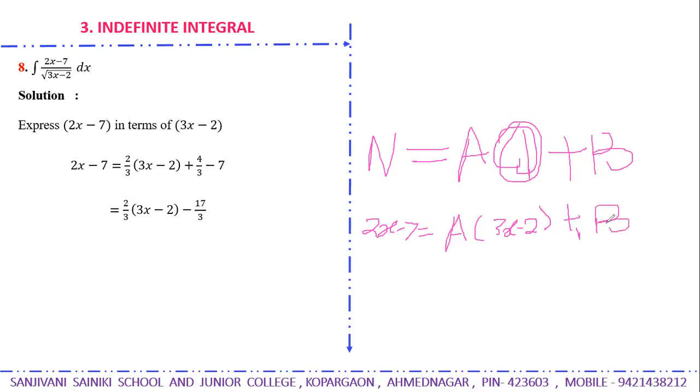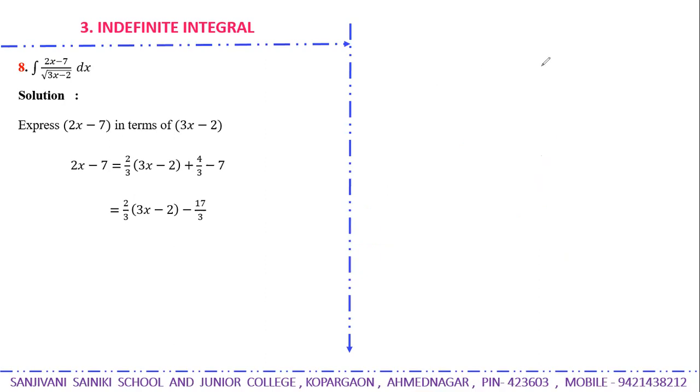In the next step we will multiply this factor by a. Then we add the coefficient of x and group the constant terms together. The coefficient of x is equated to 2 and the constant term is equated to minus 7. By this way you will get the values of a and b. So you can directly write 2x minus 7 as 2 by 3 times (3x minus 2) minus 17 by 3. Put this in the given integral.